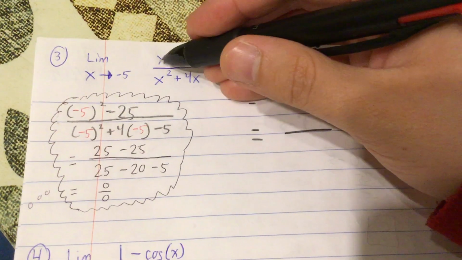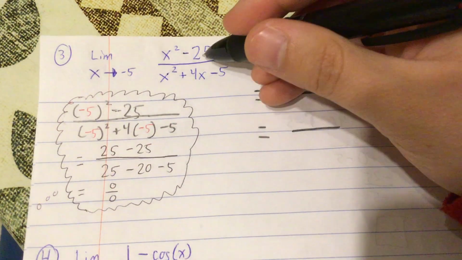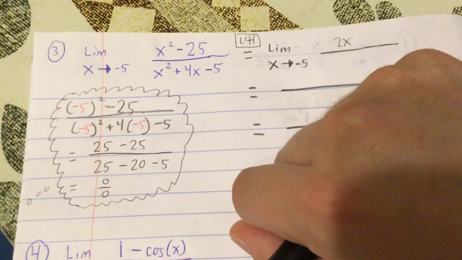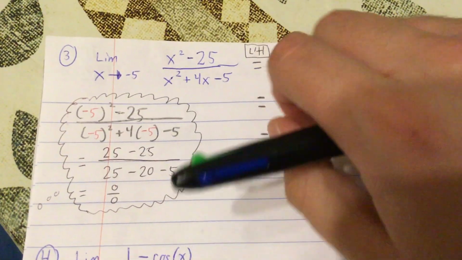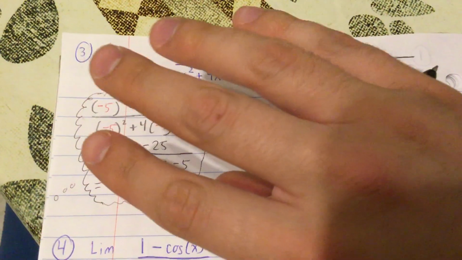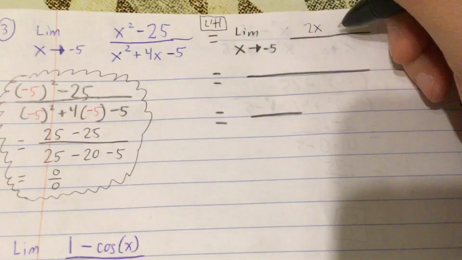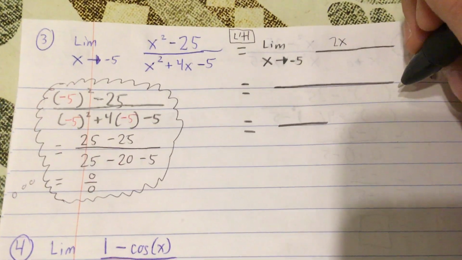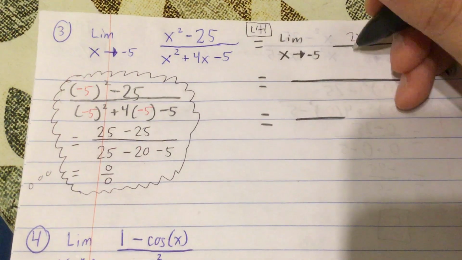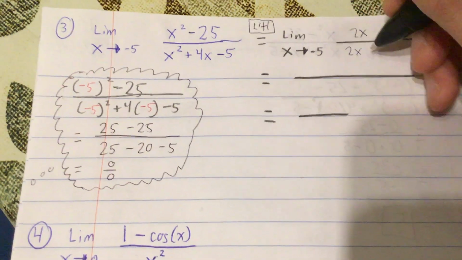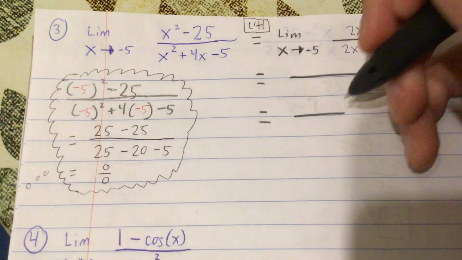So on the top, we've got the derivative of x squared, which is 2x. The derivative of negative 25, who cares? I just waved my hand. Sorry, I have the iPad on my left hand. I'm just like, wow, my right hand is really close to the camera. And the derivative of negative 25 is 0, so I'm just going to let that be. And then the top is just 2x. The bottom is going to be 2x plus 4. And the derivative of negative 5 is gone.